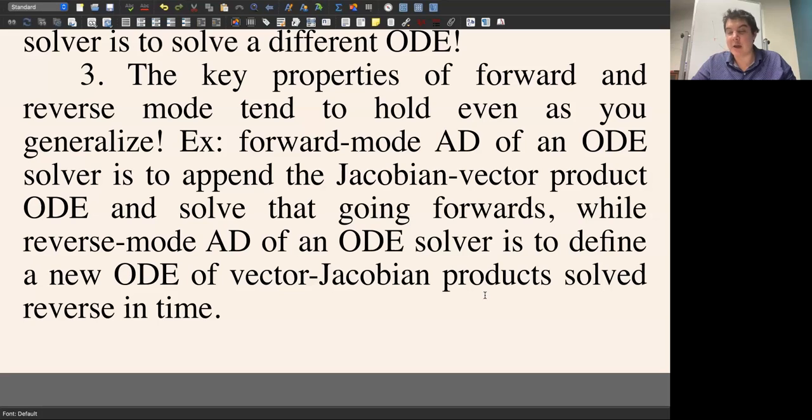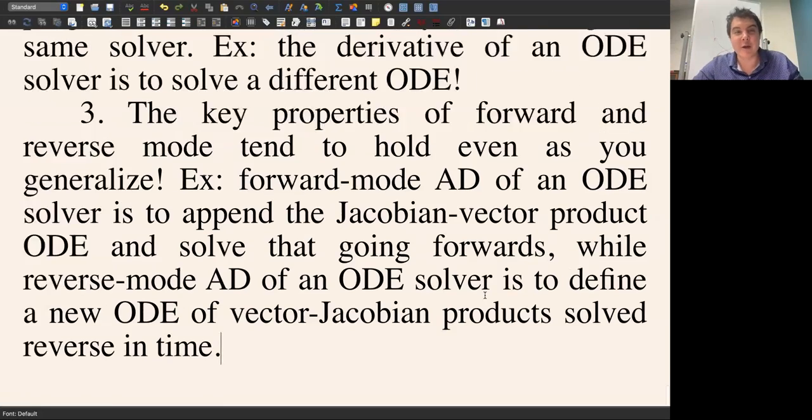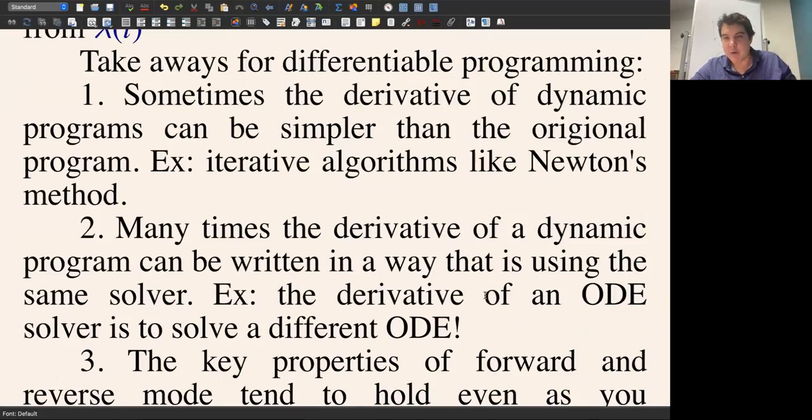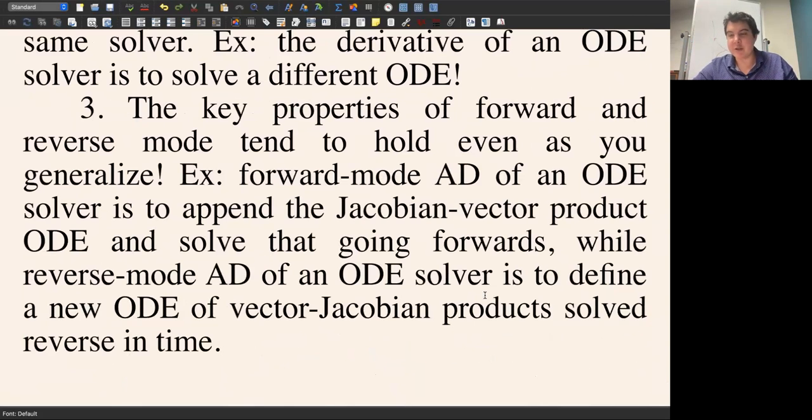The ODE case actually just falls out of this: solving an ODE is infinitely many F applications going forwards. And so forward mode AD is just infinitely many Jacobian vector products going forwards, which is solving the ODE of the Jacobian vector product. And reverse mode AD is just solving infinitely many vector Jacobian products going backwards, right? So you solve an ODE going backwards defined by that object. And so I think these are three properties, which, go back through the derivations, go see the lecture that goes through all the different steps and everything.